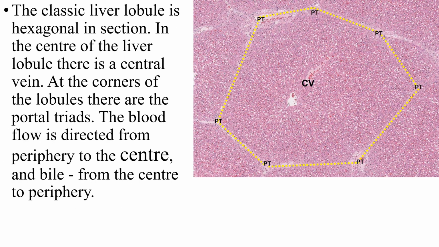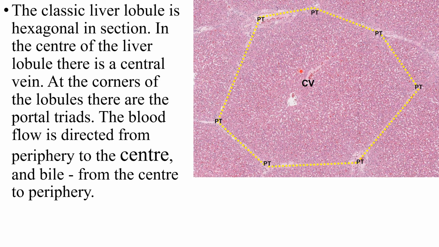The classic liver lobule is hexagonal in section. In the center of the liver lobule, there is a central vein. You can see here, this is a hexagonal shaped liver lobule, and at the center we can see a central vein. Here it is mentioned as CV. At the corners of the lobules, there are portal triads. We have already studied about portal triads.